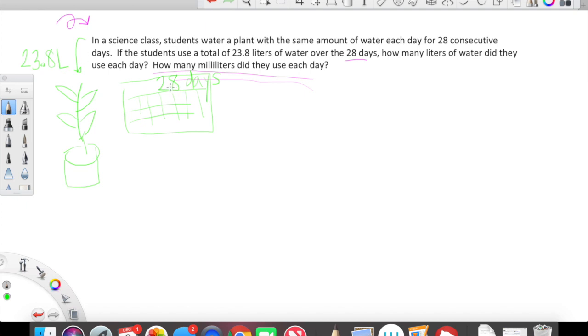So we want to figure out how many liters of water did they use each day. So in this, I'm going to attempt to draw water. Oh, it's pretty good. Oh yeah, I feel real good about this. And this watering can, yes, we're just going to pretend that this is the watering can. We want to know what are they giving this plant every day, including when they come in on the weekends.